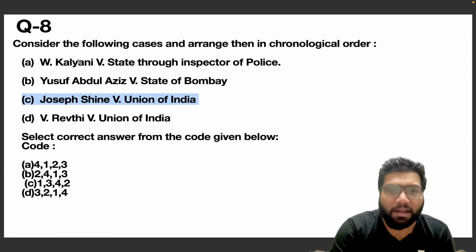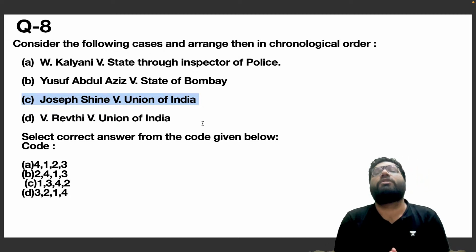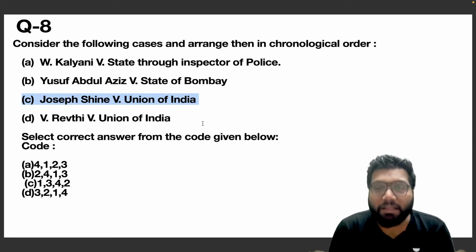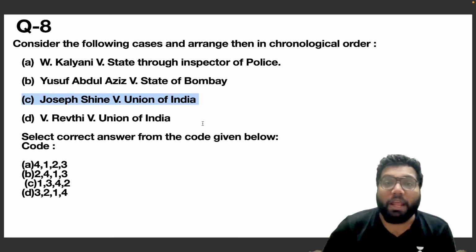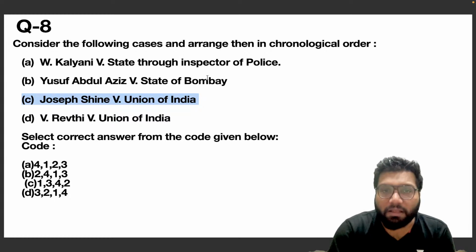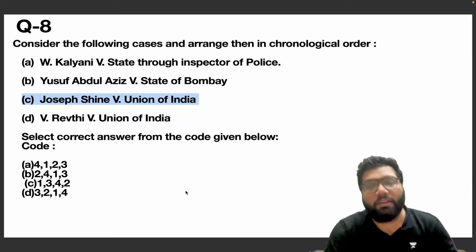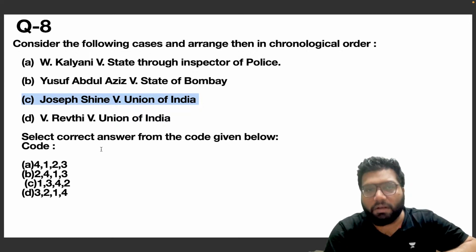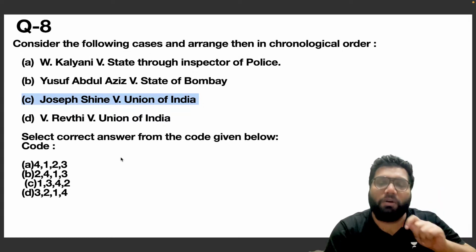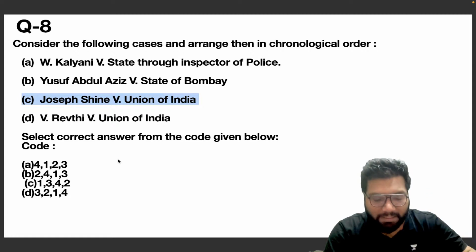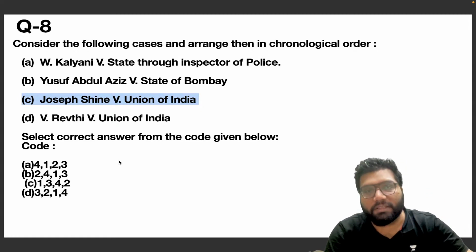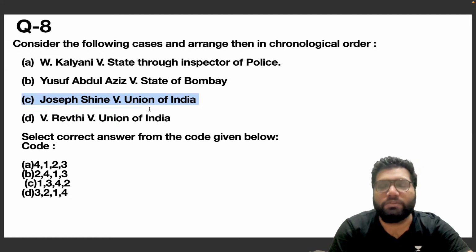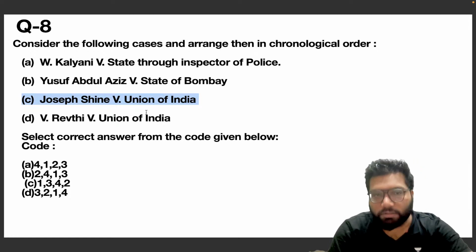Yusuf, Revati and Kalyani, in all these 3 cases, the question before the Honorable Supreme Court was the same: whether adultery is constitutional or unconstitutional. Before Joseph Shine, these 3 were the landmark judgments on adultery. In all these 3 cases, the Honorable Supreme Court held that yes, Section 497 is constitutional. But finally, under Joseph Shine versus Union of India, it held it's unconstitutional.